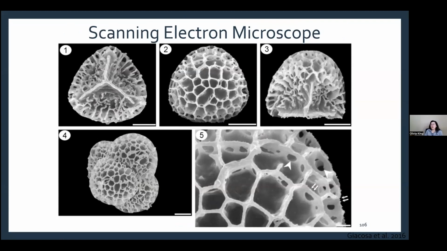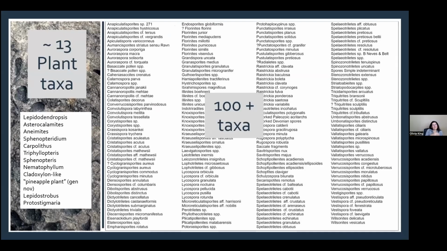So when we're comparing to other spores and other sites, we can say, yes, this is really similar or not. We didn't do it for my project, but it would be very cool doing in the future. So with that, we start identifying these spores, and there's hundreds of taxa. So for my site, there's probably about 200 different types of spores.